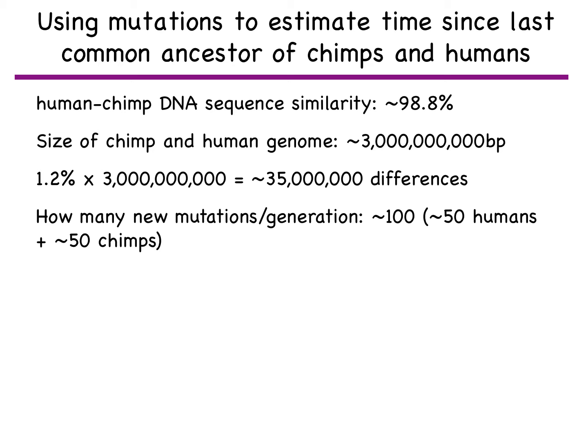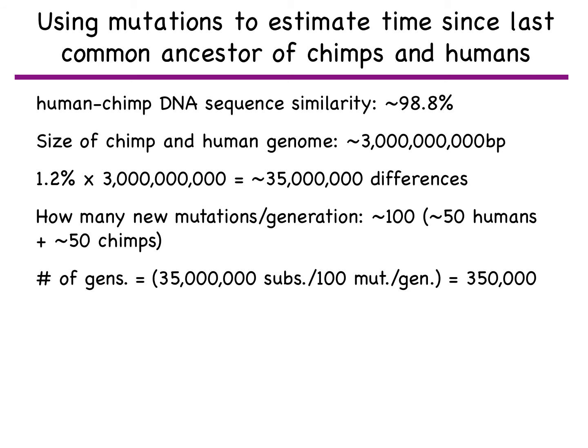So the way of putting this is that at every generation, the number of differences between humans and chimps is going to be 100, because 50 new mutations are going to occur in the human lineage, and 50 new mutations are going to occur in the chimp lineage. So there are going to be 100 new differences between humans and chimps at each generation.